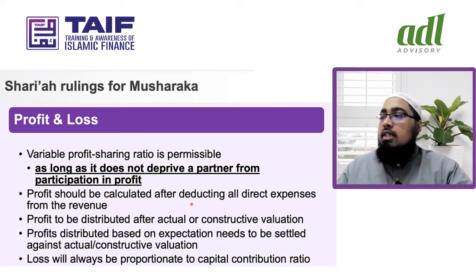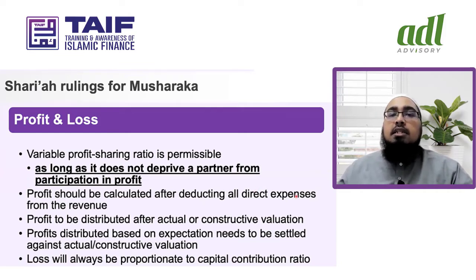And profits, by the way, are calculated after deducting all direct expenses from the revenue. So you will find clauses which relate to direct expenses. Any indirect expenses, like if it's a financial institution, their operational salaries and utilities, etc., shall not be counted from Musharaka expenses. And profit will be distributed after actual or constructive valuation. Profit distributed based on expectation needs to be settled. For example, there could be an advance payment of profit, no problem, but it has to be settled after actual or constructive valuation. And loss will always be proportionate to capital contribution ratio.